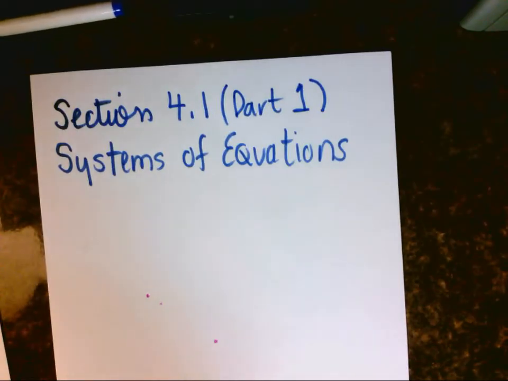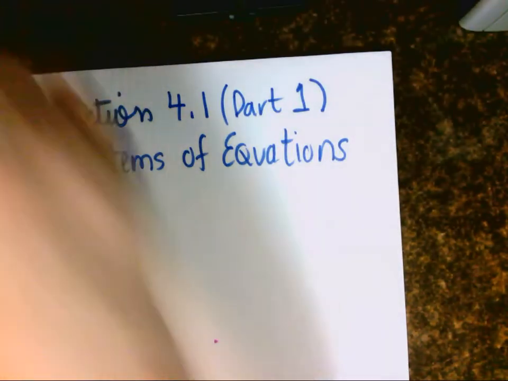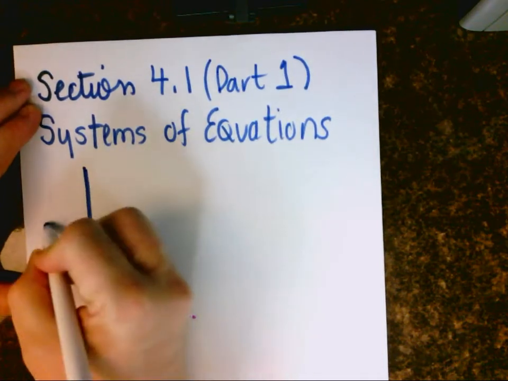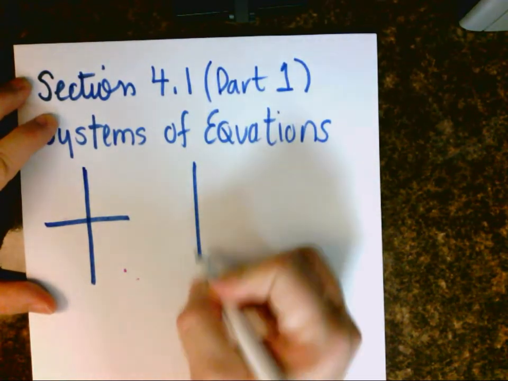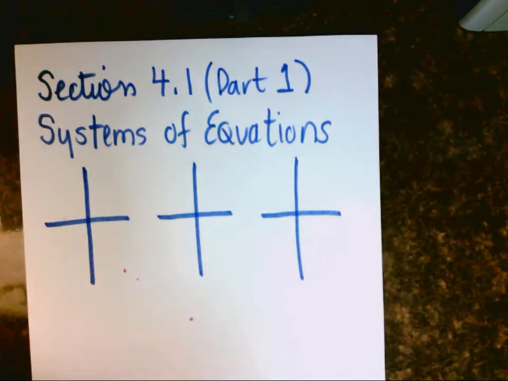Okay, let's get started. Today we'll be doing section 4.1. This is the first part of that section. The section is called Systems of Equations. So what we'll be dealing with in this section are linear equations, and we have three possibilities with linear equations. These will be two equations with two variables each.